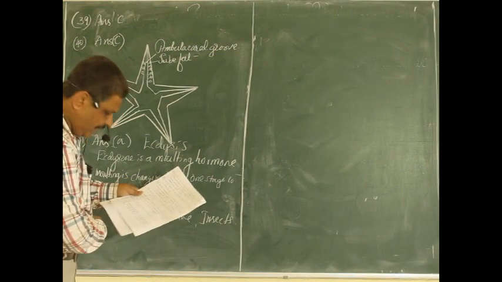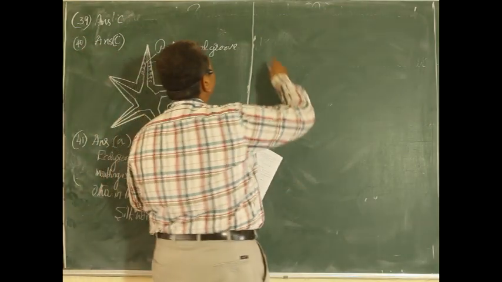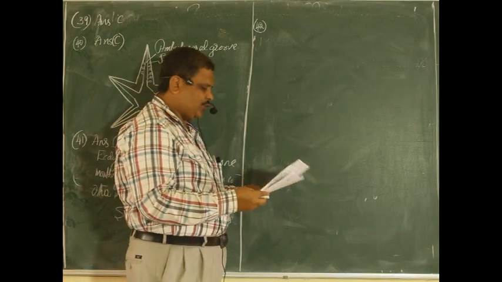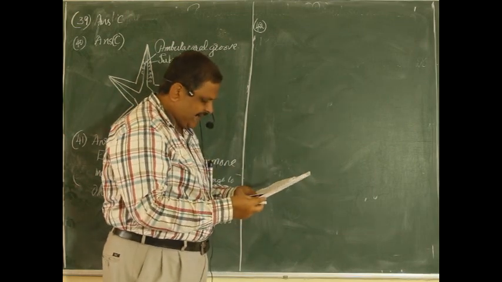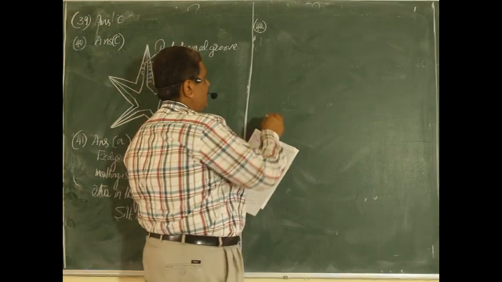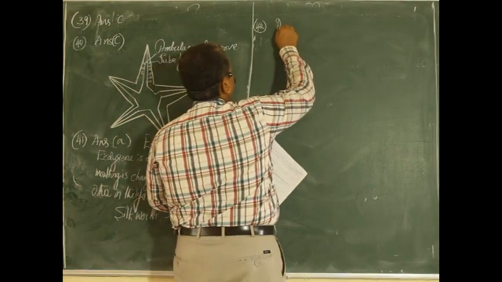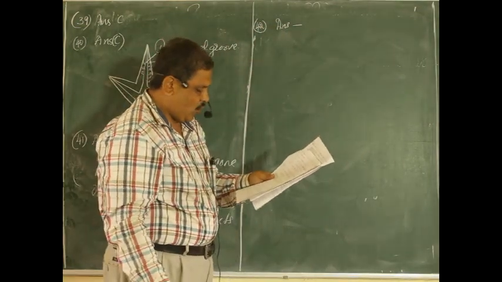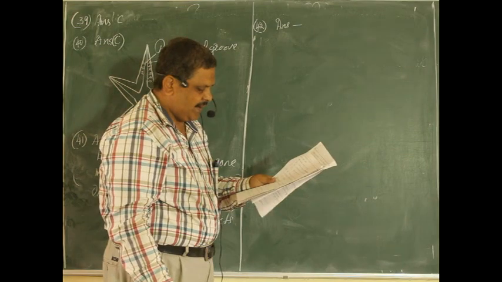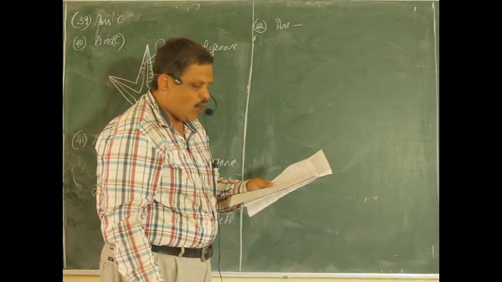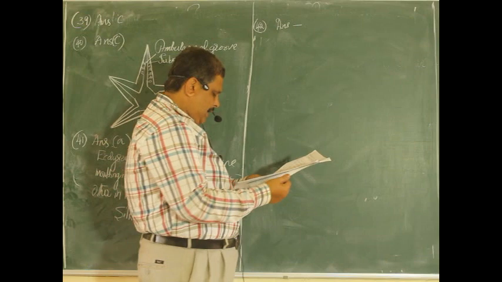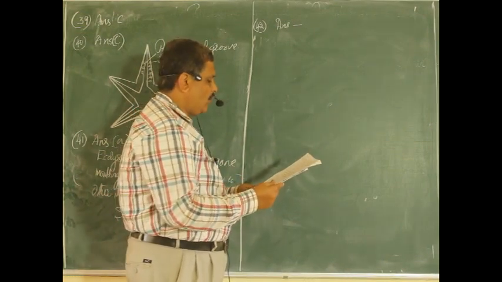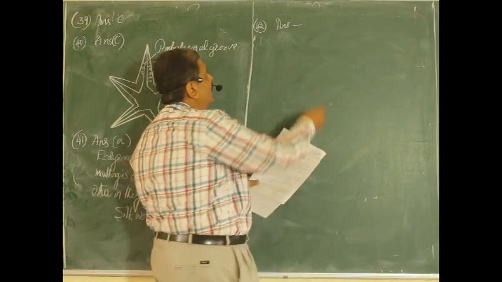Question number 42. Excretory organ in Platyhelminthes. Option A, gills. Option B, flame cells. Option C, nephridia. Option D, trachea. The answer to question 42 is option B.